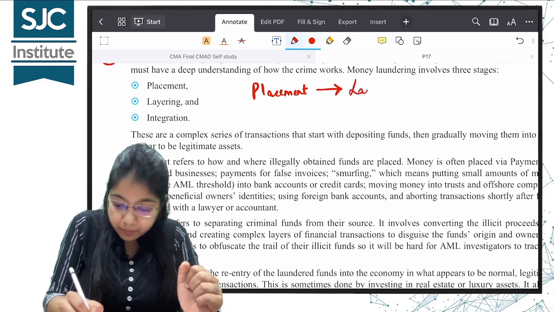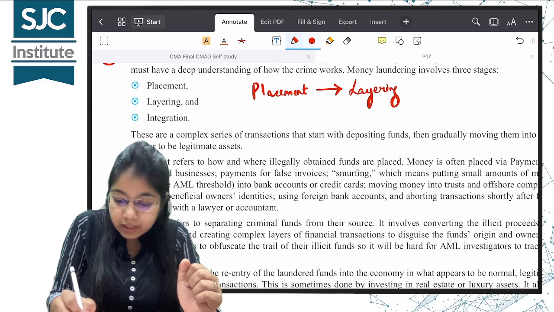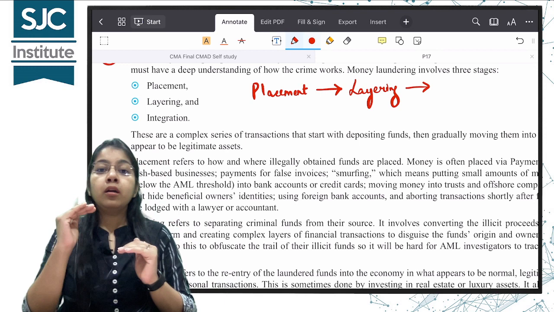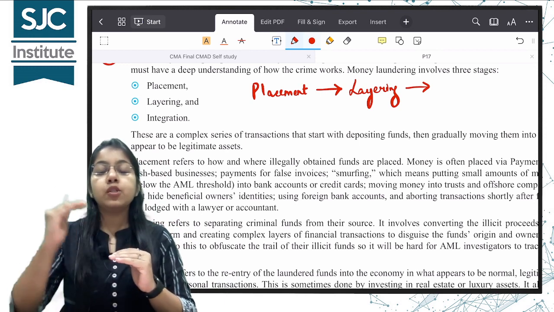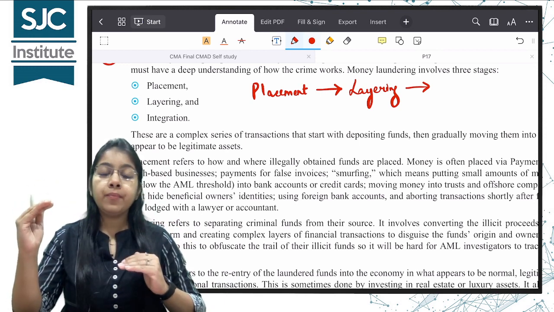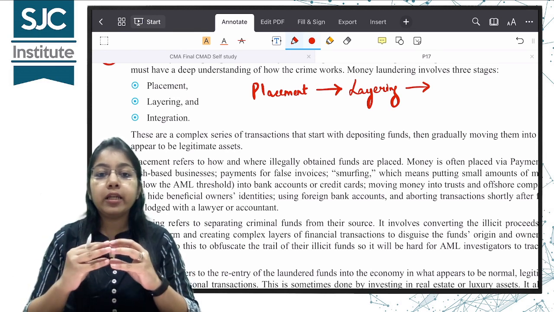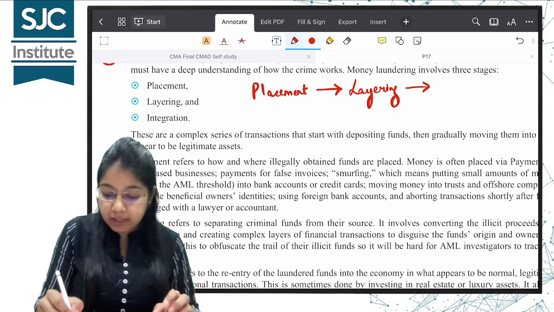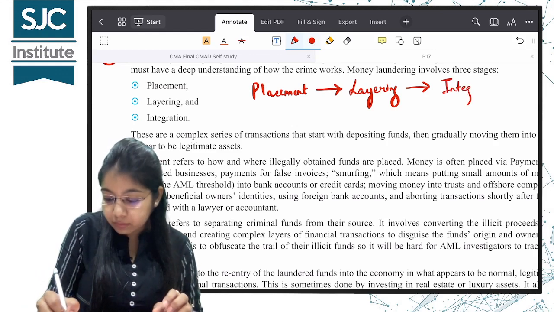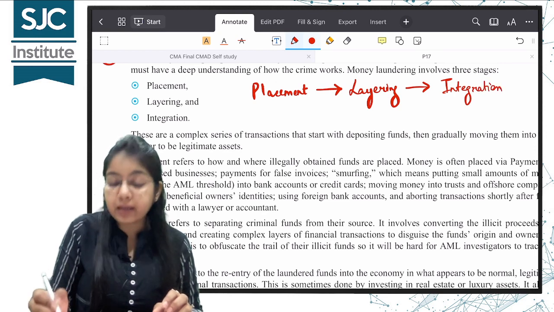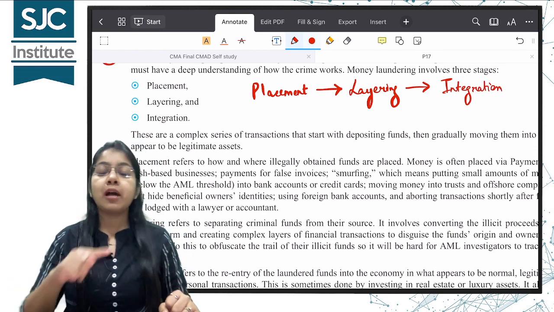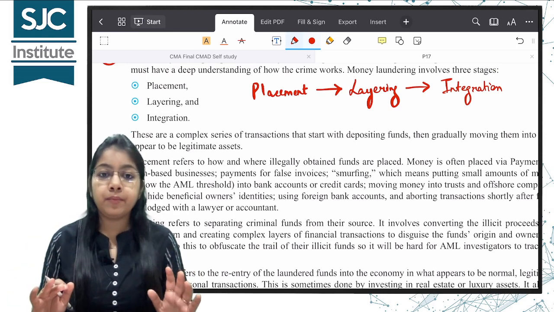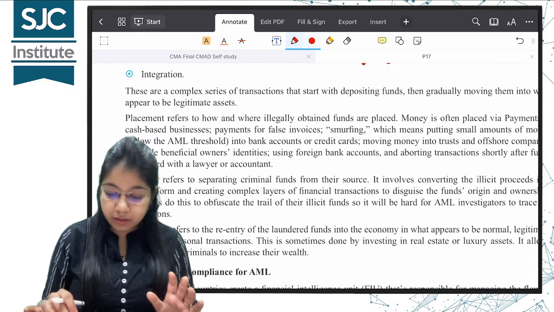Second is the layering. Layering, as the name suggests, means putting a veil, putting a layer. That means you have to disassociate the source of funds and the funds. Okay, from where we have got this money, you have to hide it. Okay, layering. And the third step is integration. Integration is how to bring back that money into the economy, the flow of money back in the economy, the laundered money. Okay, so the 3 steps, we'll just read them.